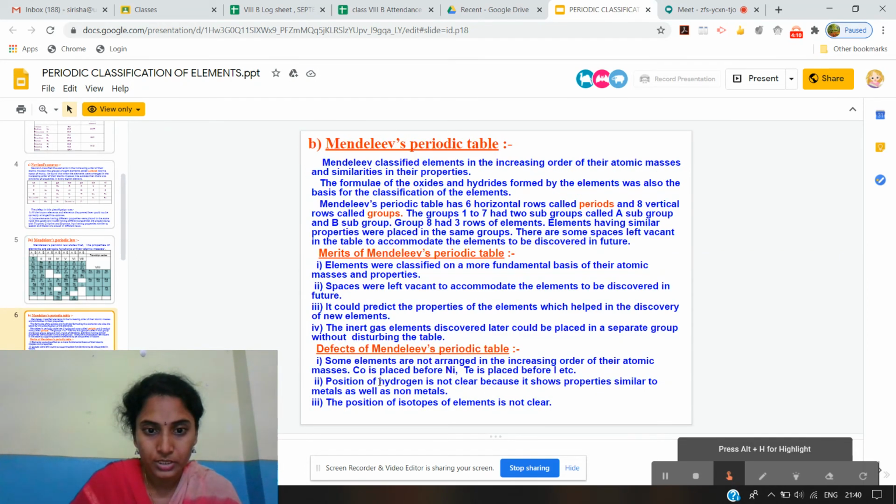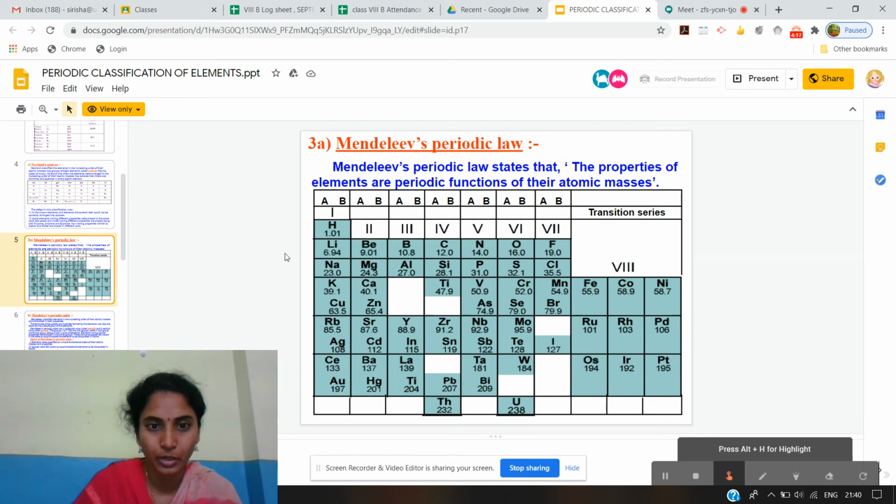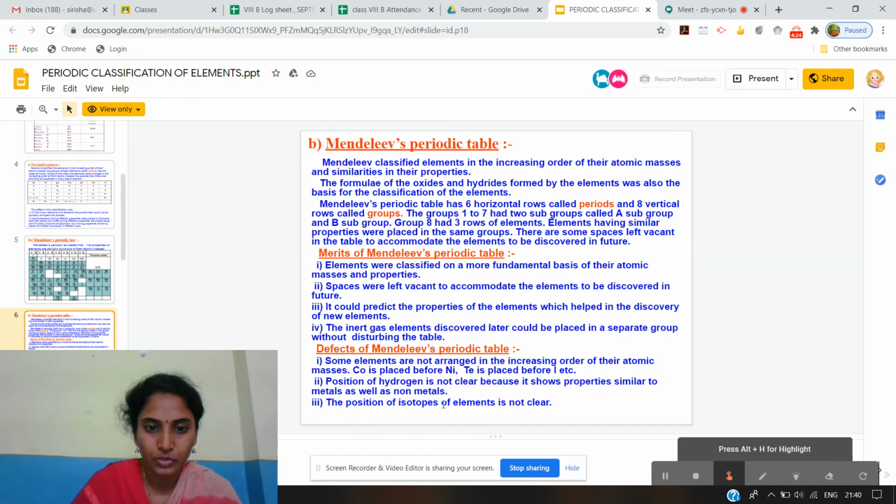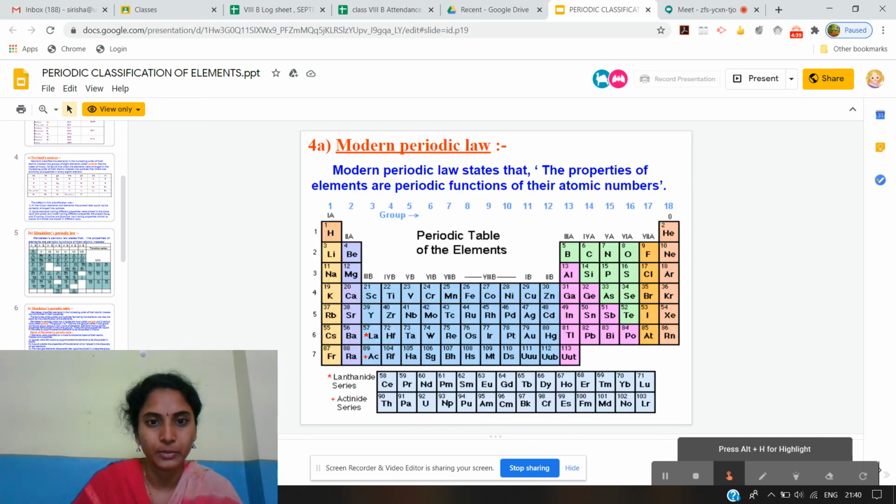And the position of hydrogen is not clear because it shows properties similar to metals as well as non-metals. He did not explain the position of hydrogen at all, because see here, it is at the top left corner and he did not say anything about this hydrogen, because it shows similar properties to both metals and non-metals. The position of isotopes of elements is not clear, and he didn't speak much about these isotopes. This is about Mendeleev's periodic table. And we shall see in the next class about the modern periodic law.